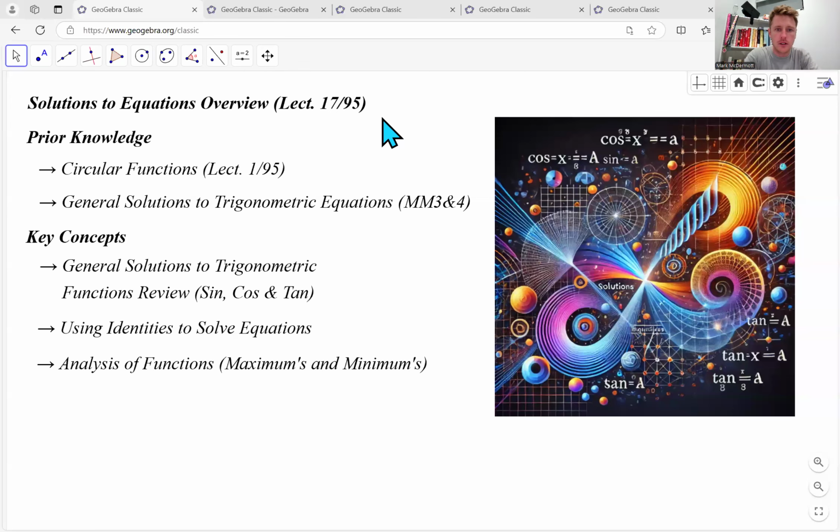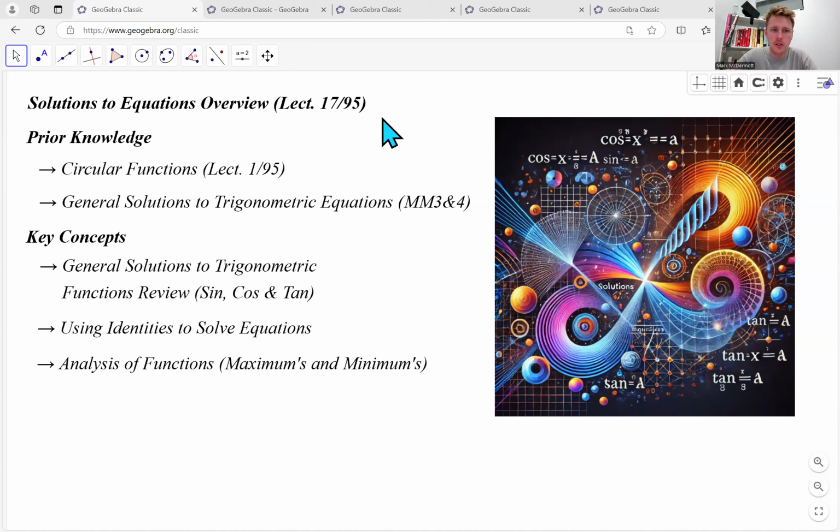All right, so we're going to look at solutions to equations. In particular, we're going to look at solutions to trigonometric equations, and even more specific than that, we're going to look at reciprocal circular functions and how to solve those types of equations.